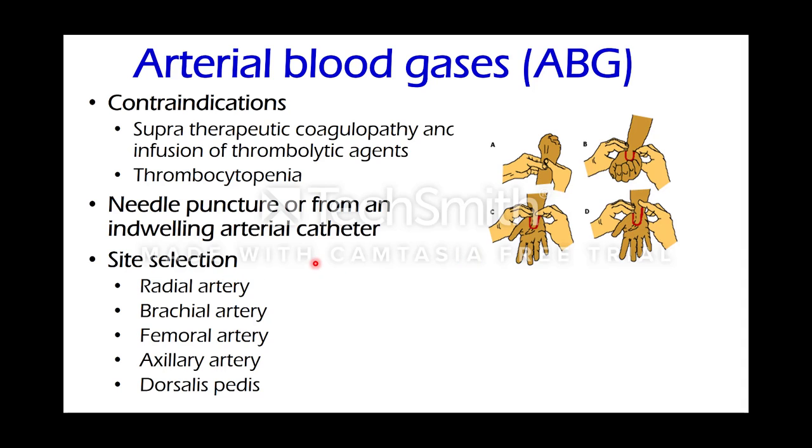Now, the site selection. It is very important to do the Allen test before puncturing the artery to get the arterial sample, whether it's one time or continuous monitoring or an indwelling catheter. The options are the radial artery, brachial artery, femoral artery, axillary artery, and dorsalis pedis artery. Each has benefits, but also drawbacks. I personally prefer to use the radial artery and dorsalis pedis artery because I have skill in doing that.